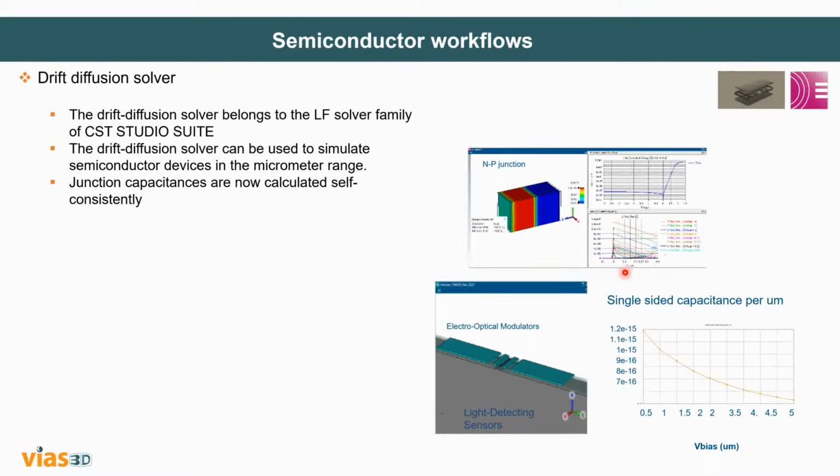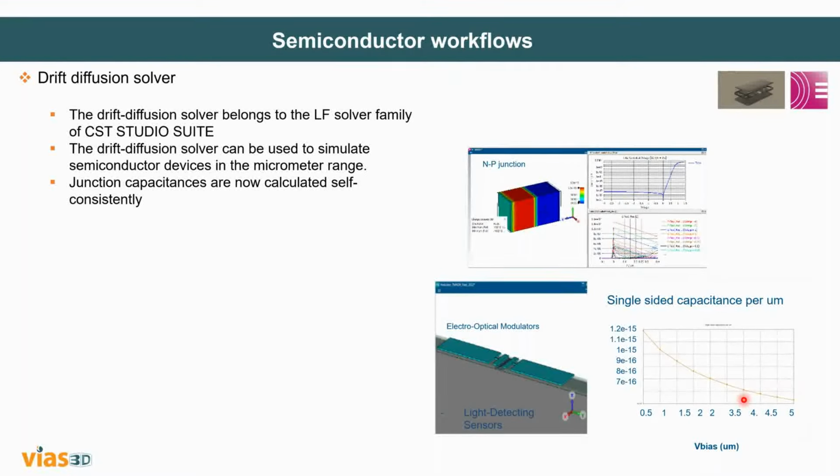The plot shown is a part of the workflow for electro-optic modulator design. We have had this modulator workflow for a while, but it was not self-consistent and people had to enter the junction capacitance a priori. The new solver allows us to calculate that capacitance self-consistently. The results shown are the single-ended capacitance per micrometer as a function of bias voltage.